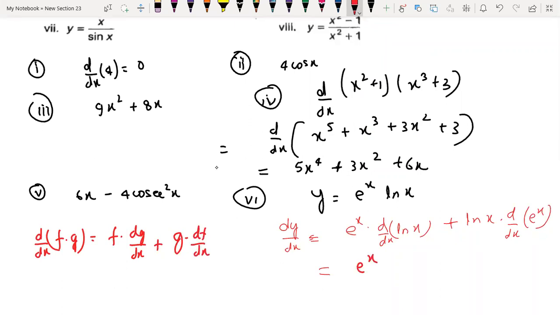What is the differentiation of ln x? 1 by x. What is the differentiation of e raised to power x? x. E raised to power x only, not x. E raised to power x on differentiation as well as integration will be e raised to power x only. 1 upon x plus ln x.